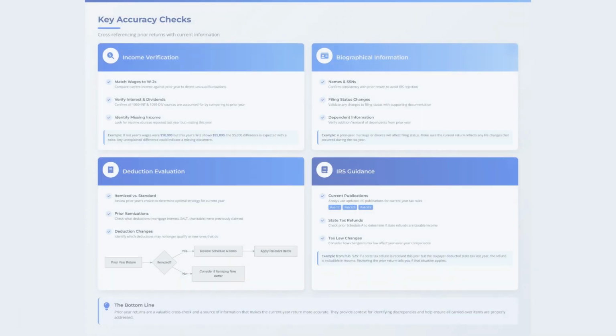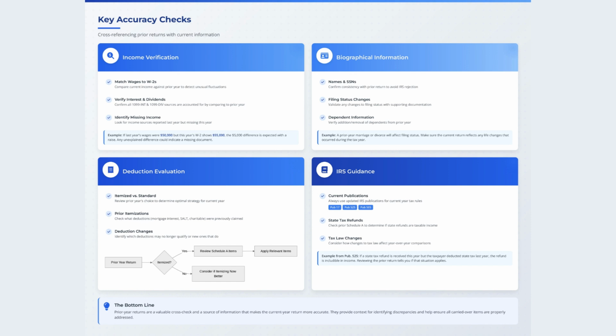Let's summarize why prior year returns are such a powerful tool when preparing the current return. In short, they act as a cross-check. They help us ensure the accuracy of this year's filing by giving us something solid to compare against. Let's break that down into 4 practical uses.